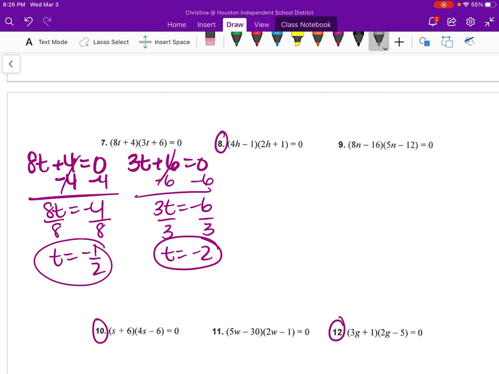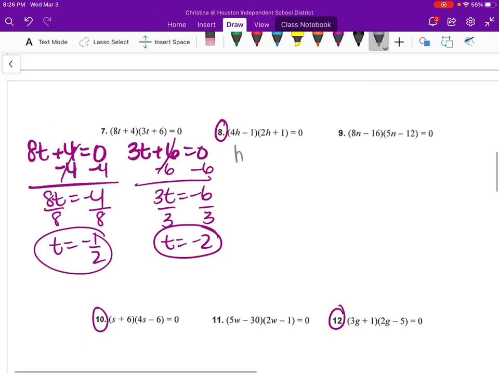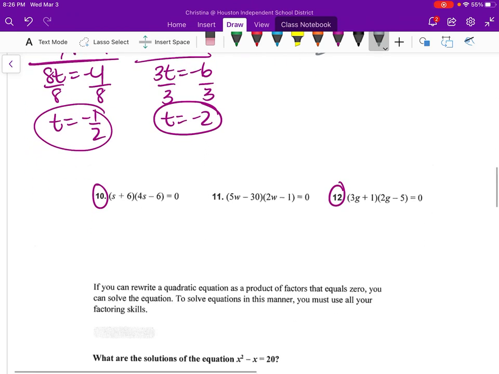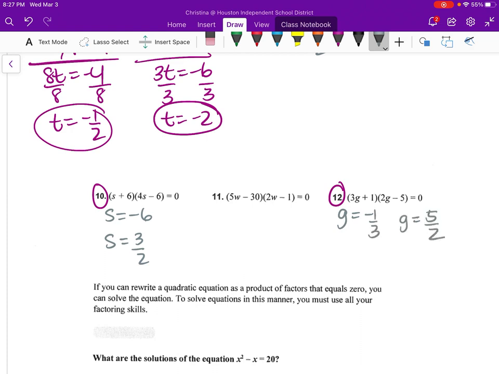When you were solving question 8, you should have gotten h equals positive 1/4 and h equals negative 1/2. It is okay to have two fractions for your answer. For question 10, you should have gotten s equals negative 6 and s equals positive 3/2. For question 12, you should have gotten g equals negative 1/3 and g equals positive 5/2.